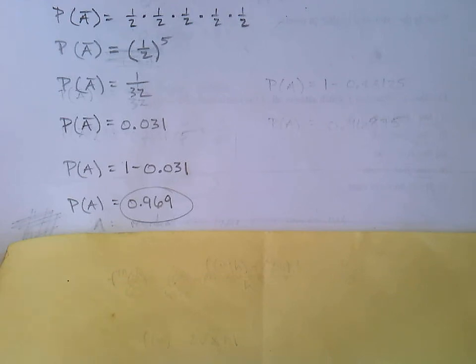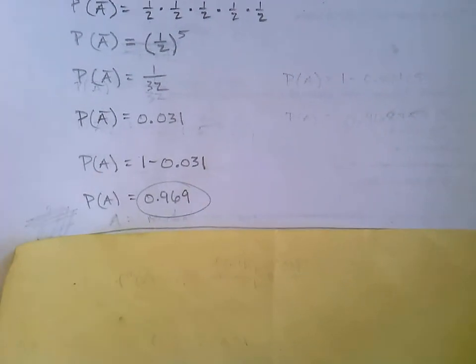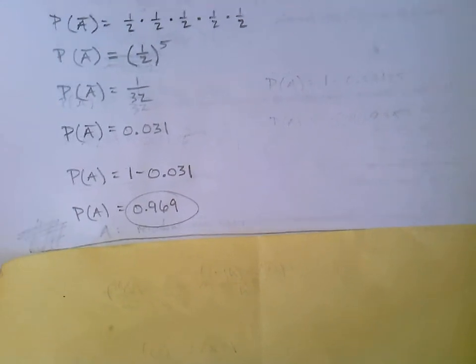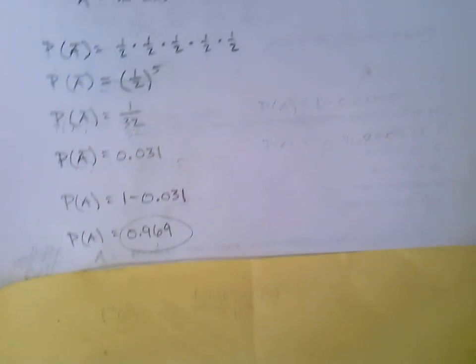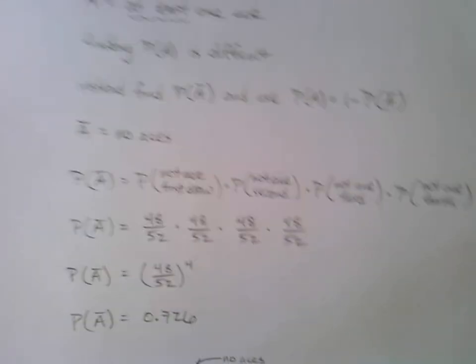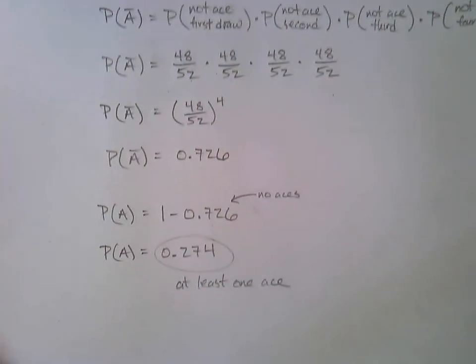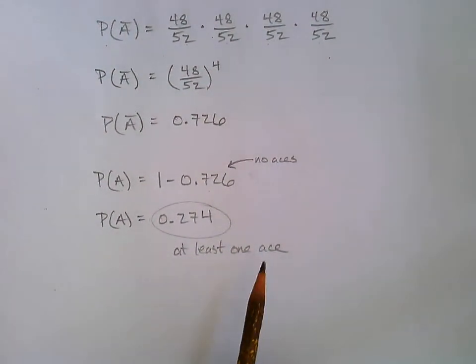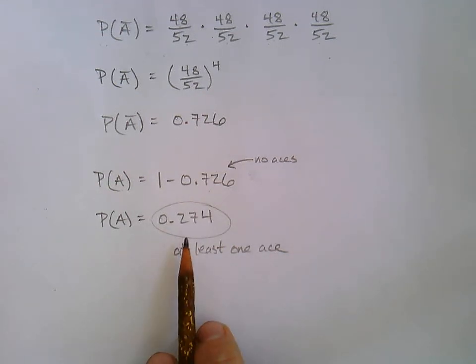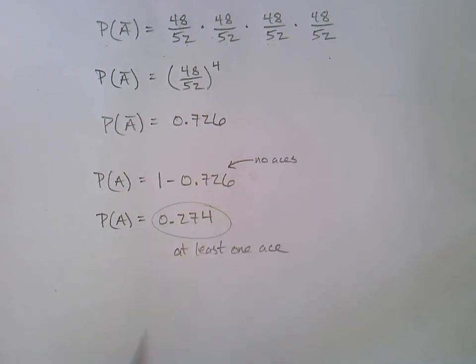You know what, though? That previous problem, that answer was kind of surprising. Okay, so we're done with this one. I didn't mention this earlier, but I think I'll go back. Right, at least one ace. Right, you're drawing 4 cards. The chances of at least one of them being an ace is over 27%, 0.274. More than a quarter of the time, you're going to get at least one ace.